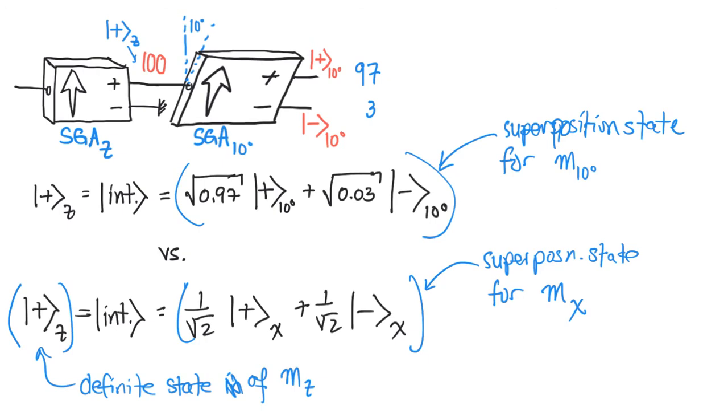And so we see that we can write a given state as a superposition of other states. Both of these are superposition states, but they have different probabilities for the outcomes in the 10 degree direction versus in the x direction. We have more to say about Dirac notation and bras and kets, and we'll come back to that in subsequent videos.